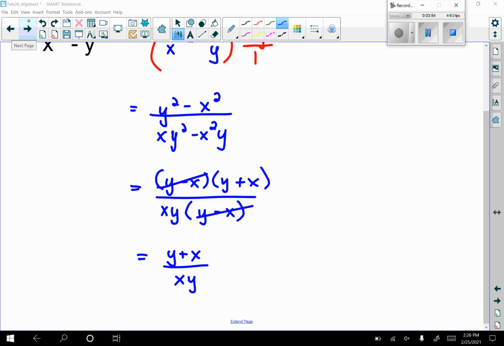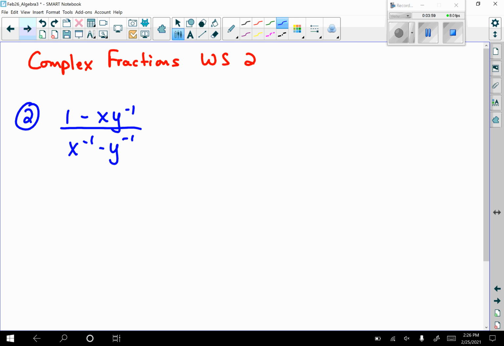Okay, and then the last example we're going to do actually comes from today's worksheet. So this is number 2 off of today's worksheet. So go ahead and copy it down. And yes, this means if we're doing it now, you don't have to do it for homework. But it still looks a little different than what we just did. So if you notice, I have an x times y to the negative first. So if I were to rewrite this, the x would stay, the y would move to the bottom. So now up top, this becomes 1 minus x over y.